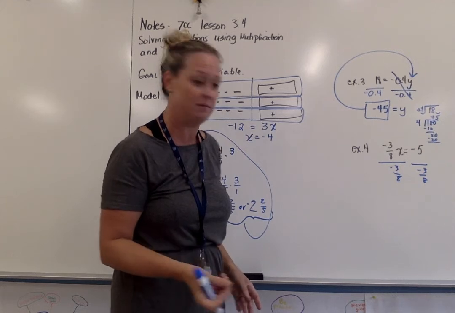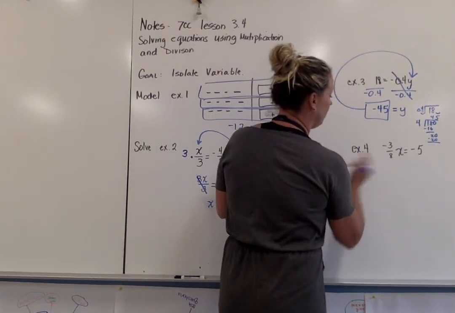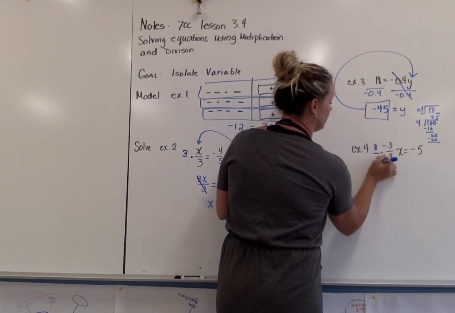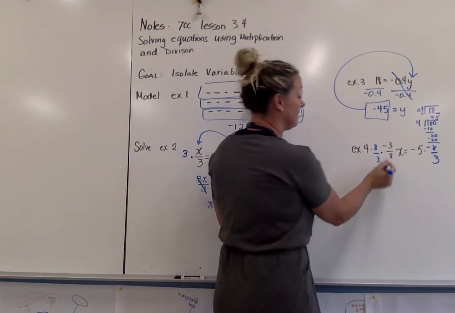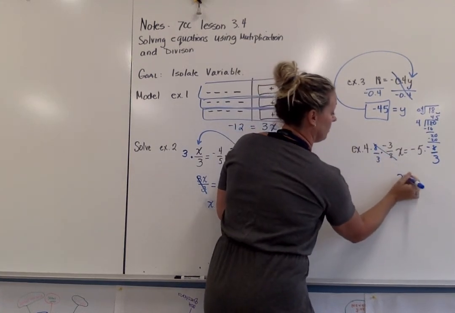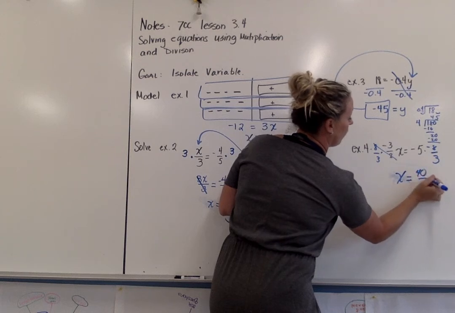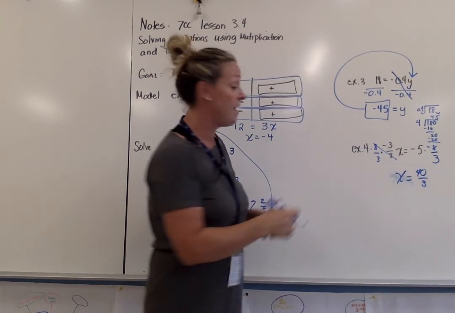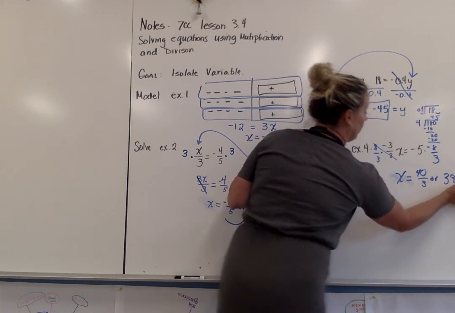How do I divide by a fraction? I multiply by the reciprocal. So what I'm going to do is multiply both sides by -8/3. Those cancel out because they're reciprocals. I'm left with x on this side, and I'm left with 40/3 on the other side. I can keep it 40/3 or 39 1/3.